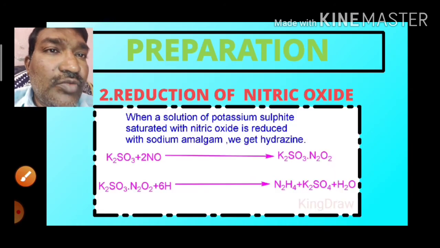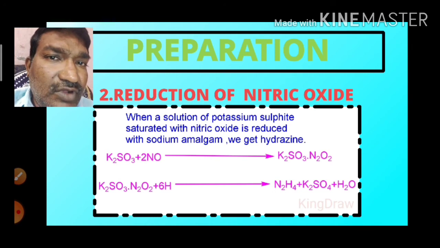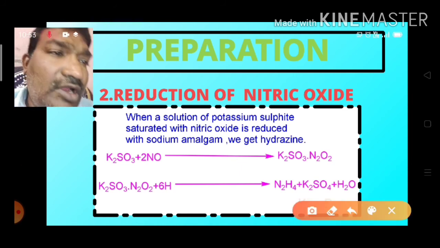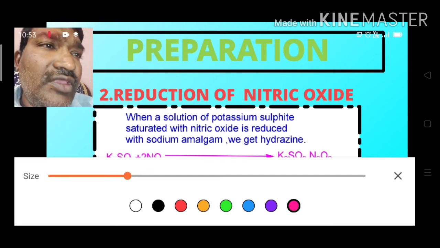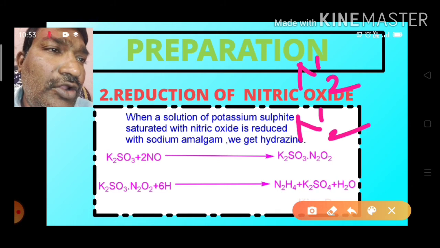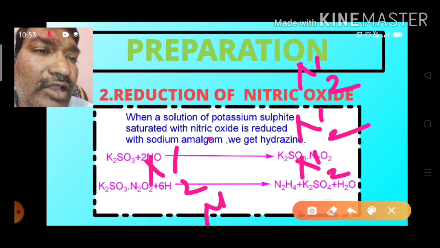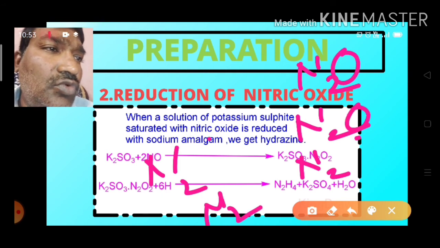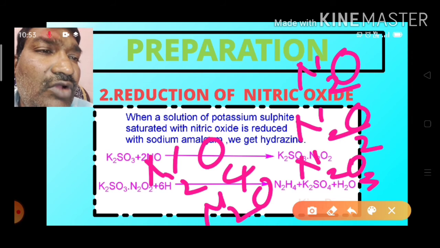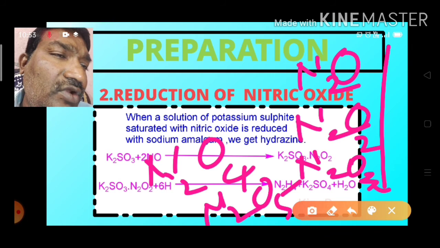Next we go for one more method, that is the reduction of nitric oxide. We know very well that nitrogen forms five types of oxides. We can easily remember them. In order to remember them, we write N2 five times, like N2, N2, N2, N2, N2. Then we write 1 O, 2 O, 3 O, 4 oxygen atoms, and here 5 oxygen atoms. Like that we can easily remember N2O, N2O2, N2O3, N2O4, N2O5.